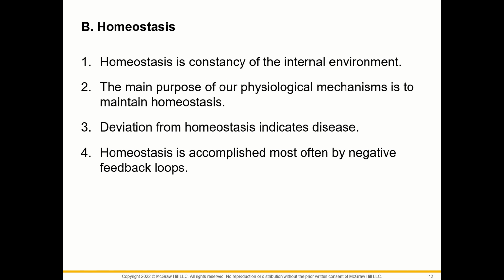Thus, homeostasis is the constancy of the internal environment. And the main purpose of our physiological mechanisms is to maintain homeostasis. Deviation from homeostasis indicates disease, and homeostasis is accomplished most often by negative feedback loops.